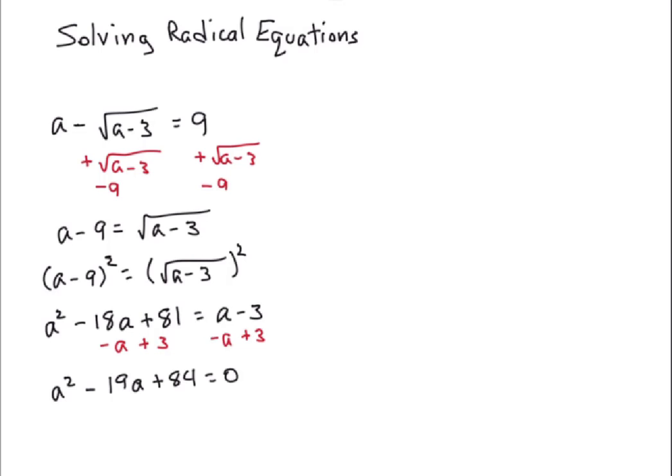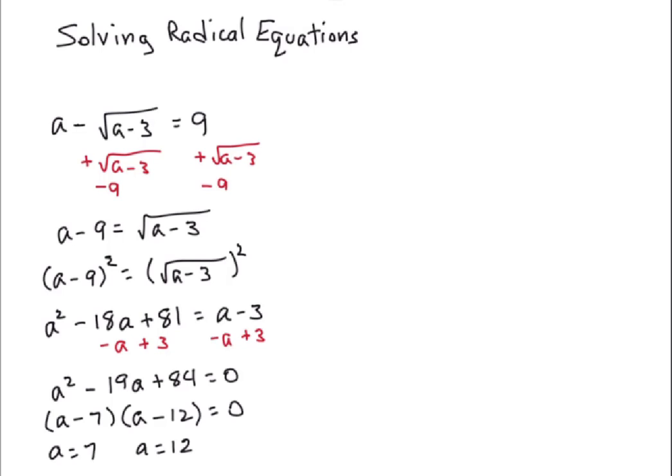And this does actually factor, so we need a product of 84 and a sum of negative 19. And so 84 is 7 times 12, and 7 and 12 add up to 19, so that's perfect for us. This is going to be a minus 7, a minus 12 equals 0. So a equals 7, or a equals 12.